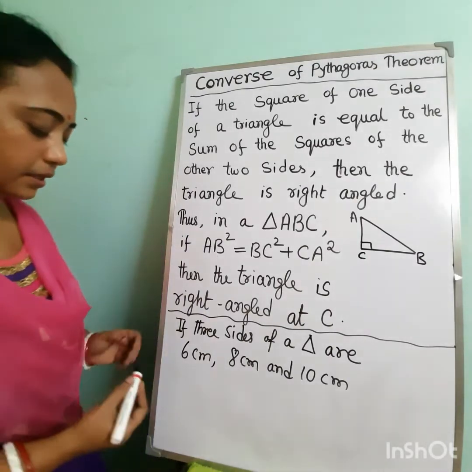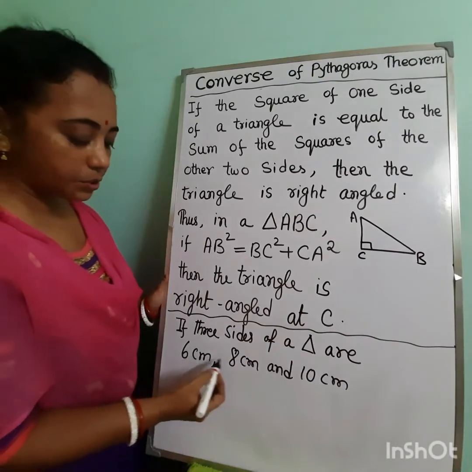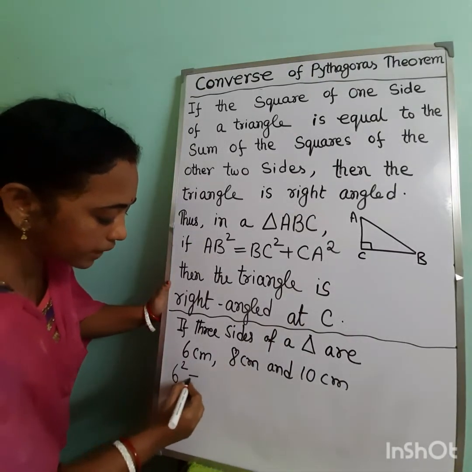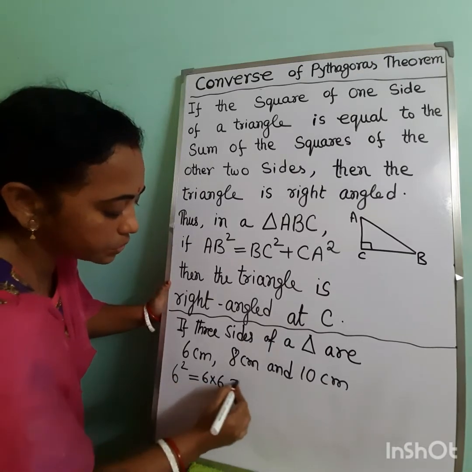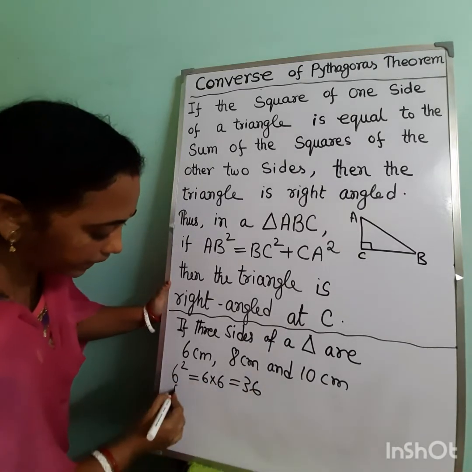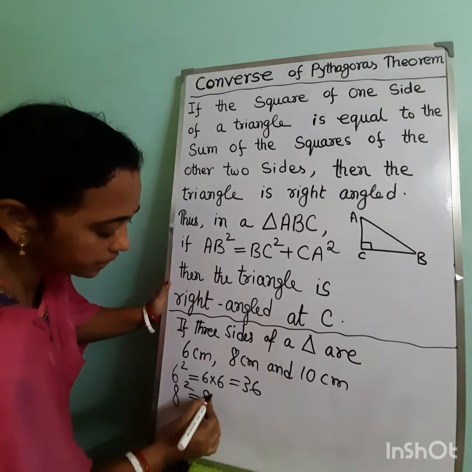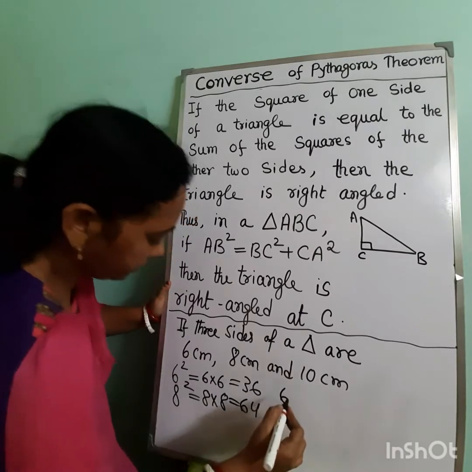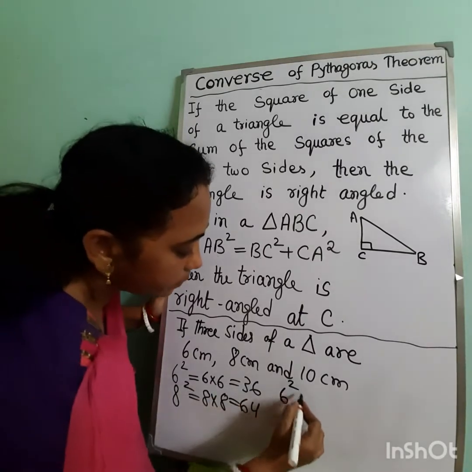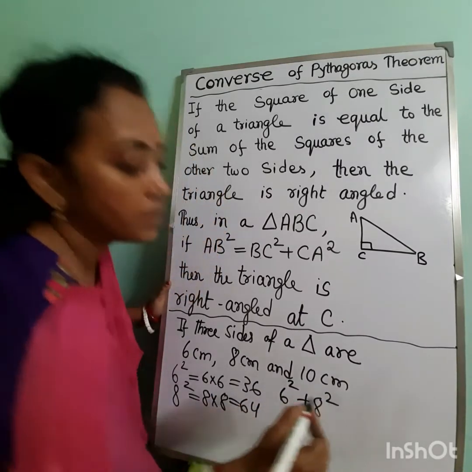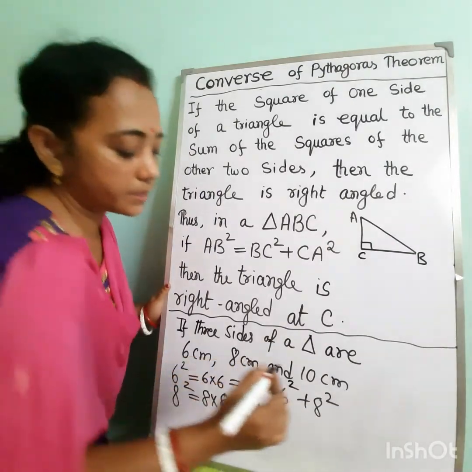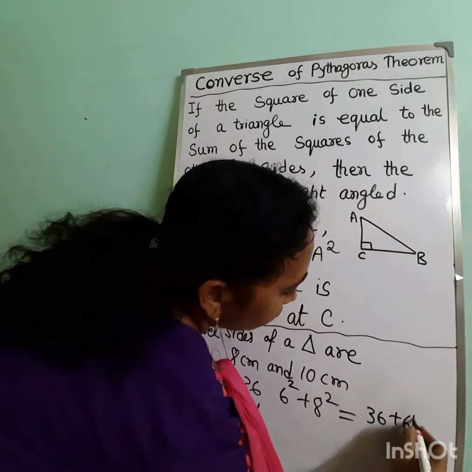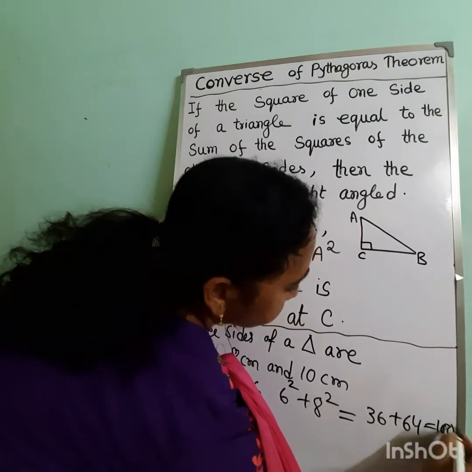So let us see. Here the two smallest sides are 6 cm and 8 cm. So first we will find the square of 6. So that is 6 multiplied by 6 is equal to 36. And 8 square is coming here, 8 multiplied by 8 is equal to 64. So here 6 square plus 8 square, that means the sum of the squares of the two smallest sides, is equal to 36 plus 64. It is coming here 100.